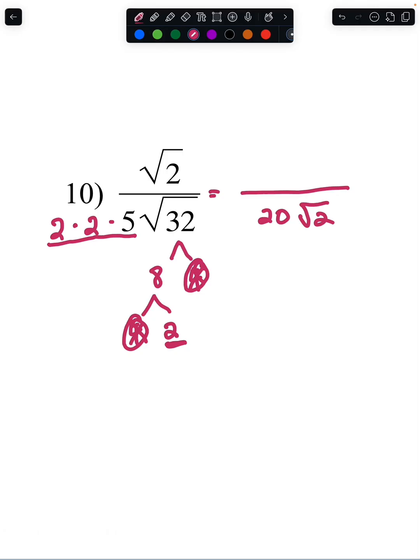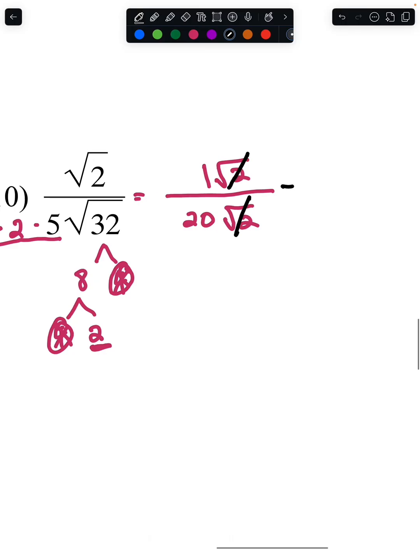Square root 2 over the square root of 2. Remember, there's really a 1 sitting out there too. Okay? Now I'm going to cancel the square root of 2's out. And my final answer is going to be 1 over 20.